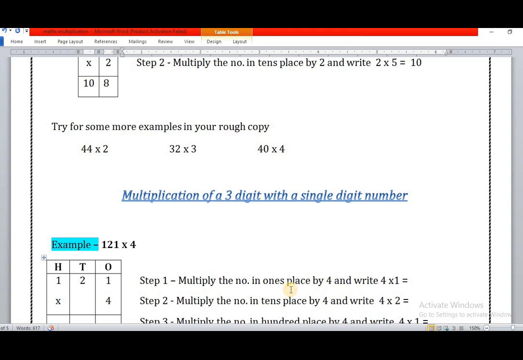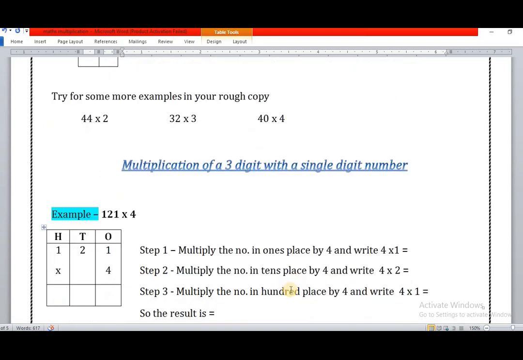Now comes multiplication of a three-digit number with a single-digit number. Children, when there is a three-digit number, you have to write hundreds, tens and ones. Write the number like I have written 1, 2, 1 according to their place. Put the sign of into and write the number with which you are multiplying. Let's do some steps. Step 1. Multiply the number in ones place by 4 and write.